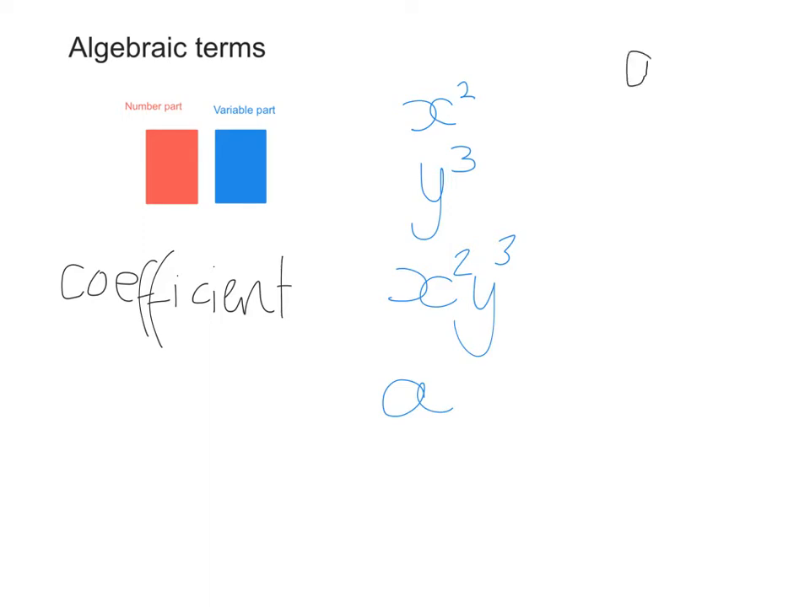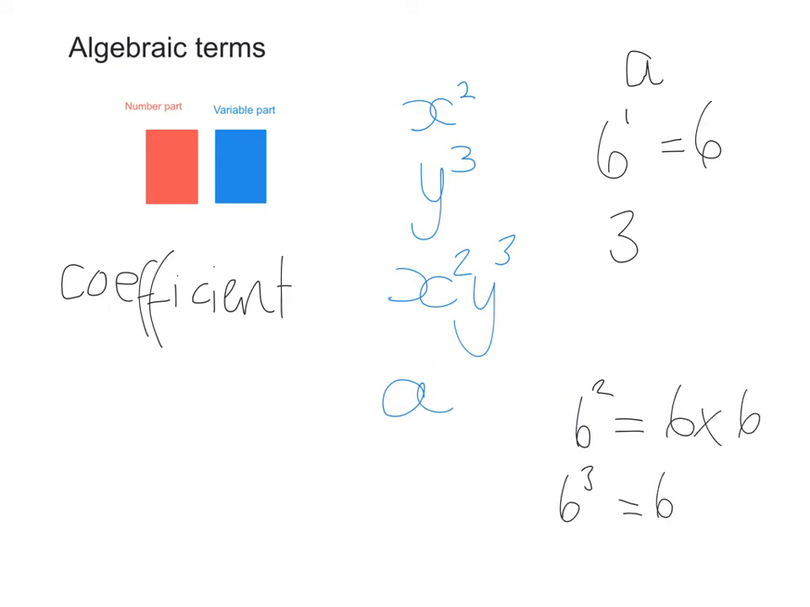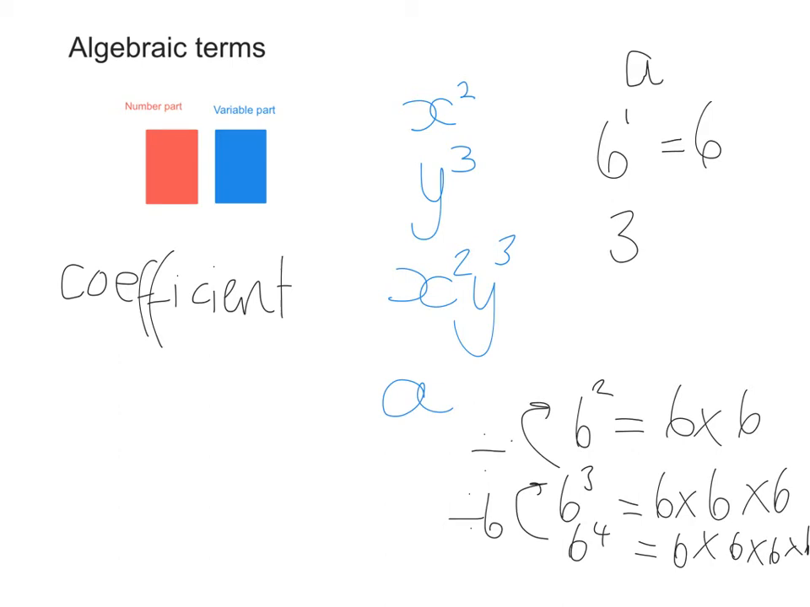Any number, a, 6, 3, to the power of 1 is just itself, 6. We know that 6 squared is 6 times 6. 6 cubed would be 6 times 6 times 6. 6 to the 4 is 6 times 6 times 6 times 6. Each time it's getting 6 times bigger. So to get from 6 to the 4 to 6 cubed, we divide by 6. Here, you divide by 6.